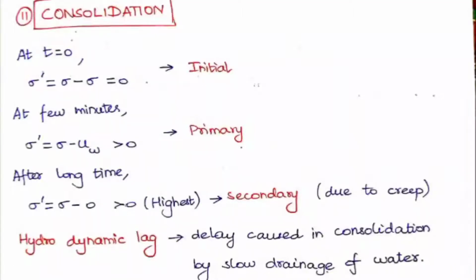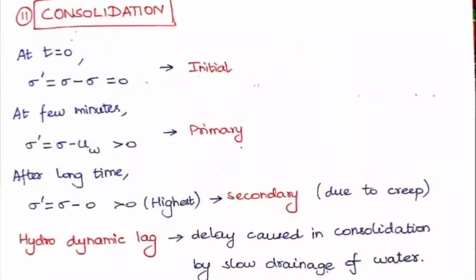At that time it will be greater than 0, which is the primary consolidation. After a long time this pore pressure will be equal to 0, so sigma dash will be equal to sigma alone, that is the total stress alone. At that point it has the highest value, and it is the secondary consolidation, and this is due to creep. Creep means a sustained load which is given for a very long time. So the secondary consolidation is achieved only after a long time, whereas initial and primary consolidation occur within a short time.